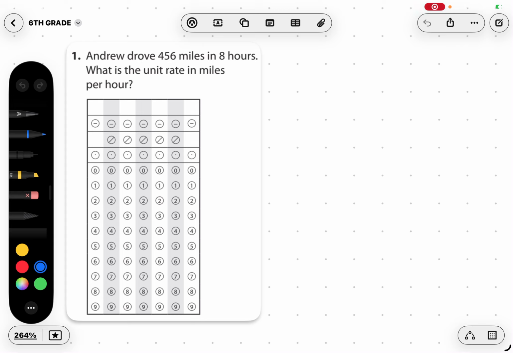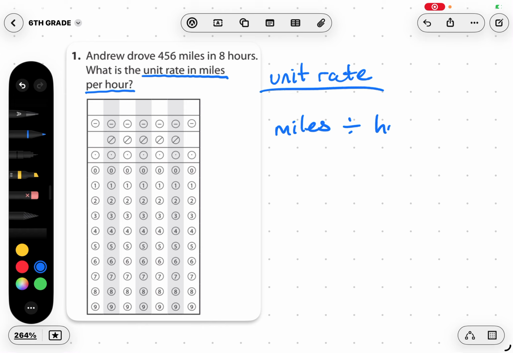Remember, to determine unit rate, you always divide. And in order to figure out what you have to divide, it tells you right here, unit rate in miles per hour. So for this one, you'll get the unit rate by doing miles divided by hours. Or you can write it as a fraction as well. But either way, whatever those numbers are, those are the two numbers that you divide. Whenever they tell you what the unit rate is or the units, that's the order that you divide them in. So we're going to be dividing 456 miles divided by 8 hours.